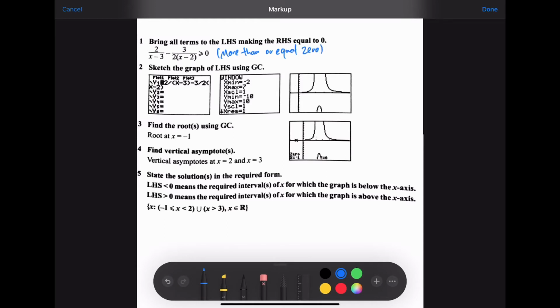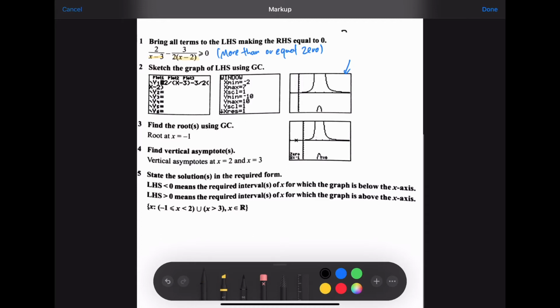And then we're going to sketch the graph using our graphic calculator, plot it in, set the range, and you get this graph here. So you can see that we have to find the equations of the two asymptotes. We're going to find where our asymptotes are. How are we going to do that? Very easy. We're just going to look at the denominator. So we have x minus 3 and 2 open bracket x minus 2 close bracket. So we're going to let it be equal to 0.